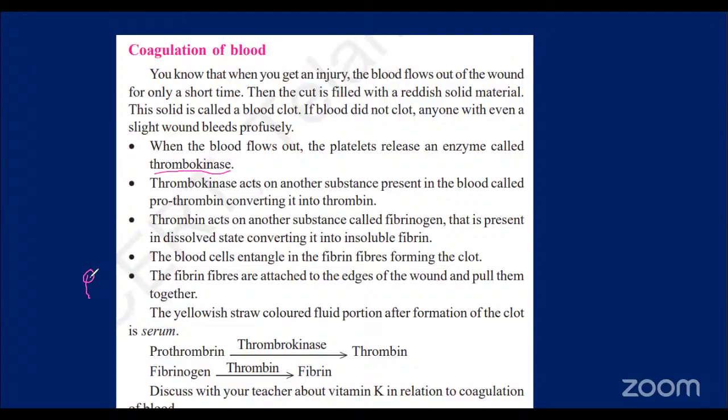గాయం అనేది నయం చేయడానికి చూస్తుంది అనమాట. So the yellow straw-coloured fluid portion after formation of the clot is serum. మనకి అప్పుడప్పుడు దెబ్బ తాకిన చోట yellow కలర్ గా కూడా చీము వచ్చిందని చెప్పుకుంటాం కదా, serum అని అంటాం. So here first of all prothrombin thrombin గా మారుతుంది. ఏ ఎంజైమ్ వల్ల? Thrombokinase ఎంజైమ్ వల్ల.